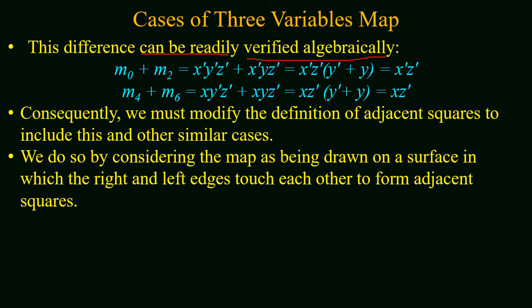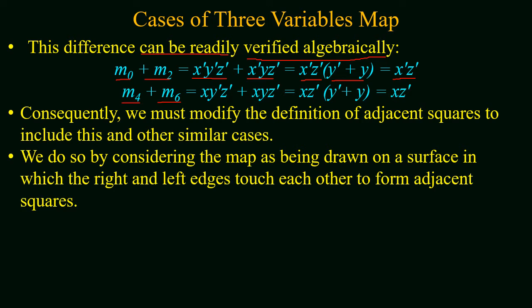algebraically. Now if we add m0 and m2, corresponding to these we will have minterms of x prime y prime z prime plus x prime y z prime. Taking x prime z prime common, we will be left with y prime plus y. So the sum of both terms will be simplified into x prime z prime and the dissimilar variable will be removed. Similarly for m4 plus m6.